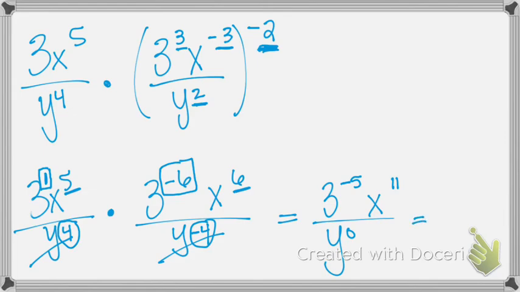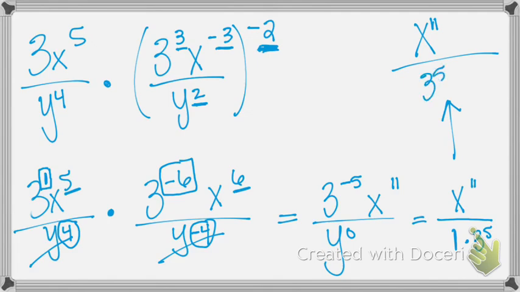Am I done? No. I can still simplify 2 things. Anything to the 0 power is what? 1. Can I have a negative exponent up top? No. So where do I have to put it? If it's on the top, I simply just move it to the bottom. So I'm going to rewrite that up here where you can see it. So we have x to the 11 on top. And on the bottom, we have 1 times 3 to the 5th, which is just 3 to the 5th. So that is my answer for the first one.